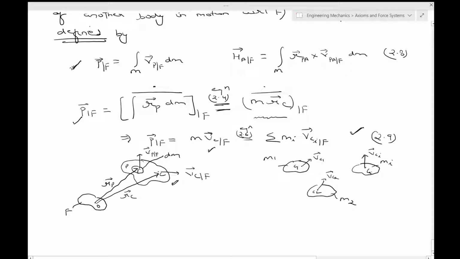So if the total mass of the system is like this, then you can break them down into individual parts, each having its center of mass at C1, C2 or Ci in general with velocity Vci, and that summation can be written. So this is how one can do the visualization part of it.